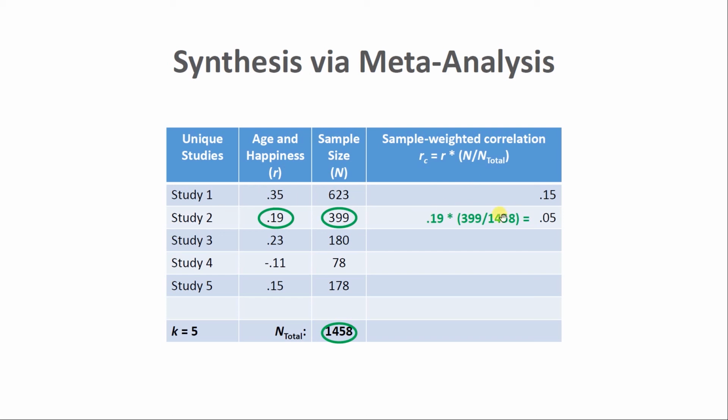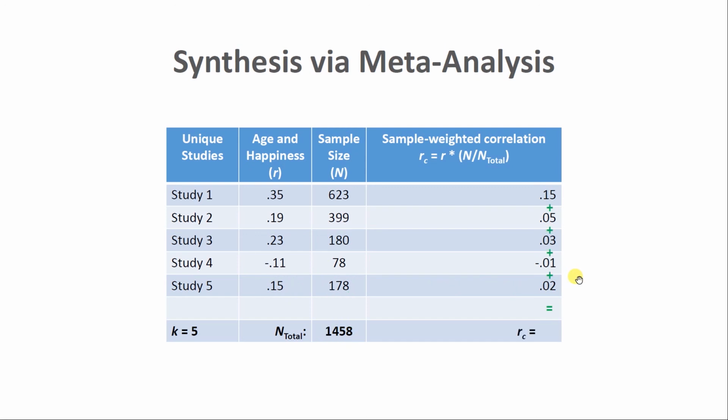We do the same thing for study 2. Sample weighted correlation is 0.05. Same thing for study 3, it's 0.03. Same thing for study 4, and note how it was a negative correlation here, negative 0.11 for study 4, but the sample size was only 78, which relative to the others was quite a bit lower in terms of the individual sample size here. And you can see that the weight it carries is much less too. So you'll see it's only a weight of negative 0.01 here for the sample weighted correlation. And then finally for study 5, we find that the sample weighted correlation is 0.02.